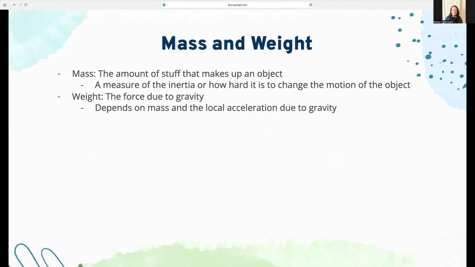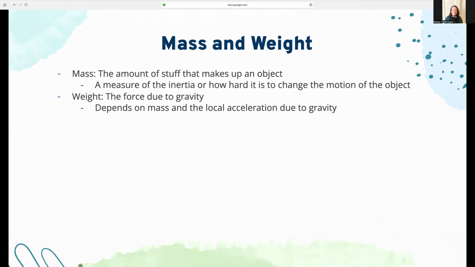So mass and weight are two different things. In regular language we actually usually use weight to mean mass. But when we're dealing with physics, we have to be careful about the distinction. Mass is the amount of stuff that makes up an object. It's a measure of the inertia, or how hard it is to change the motion of an object. If something has more mass, it's going to be harder to change its motion. Whereas weight is actually a force. It is the force due to gravity.